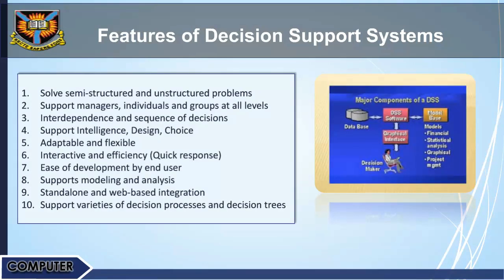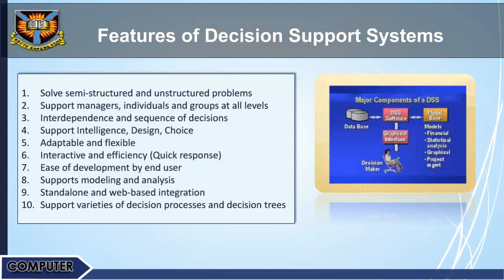Features of decision support systems. 1. Solve semi-structured and unstructured problems. 2. Support managers, individuals, and groups at all levels. 3. Interdependence and sequence of decisions. 4. Support intelligence, design, choice. 5. Adaptable and flexible. 6. Interactive and efficiency, quick response. 7. Ease of development by end user.